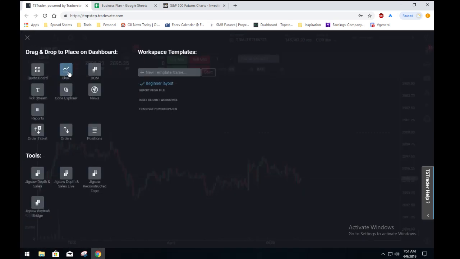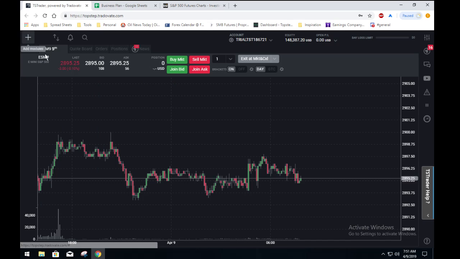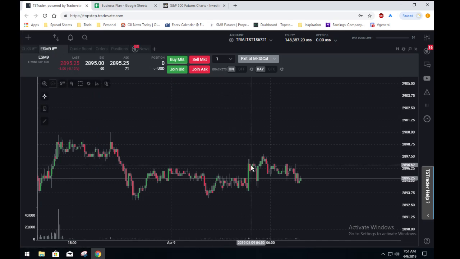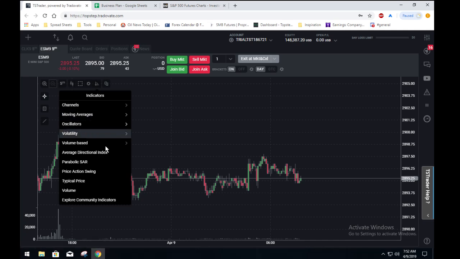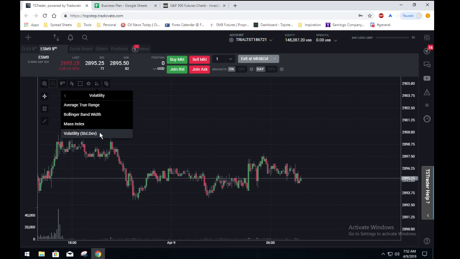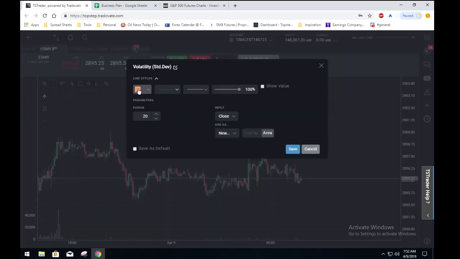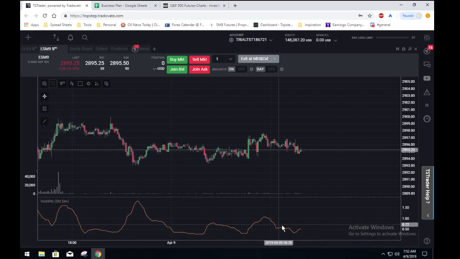Alright, so if you have your chart up, this is the ESM5. You pull up a chart, put it in, and this is ESM5. Now we're looking for implied volatility, so we go to indicators, volatility, standard deviation. Most people use a 20-day standard deviation. I use 21. Just go to save, and you would see it here.